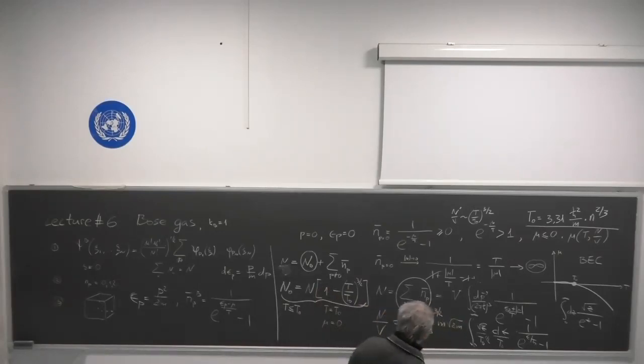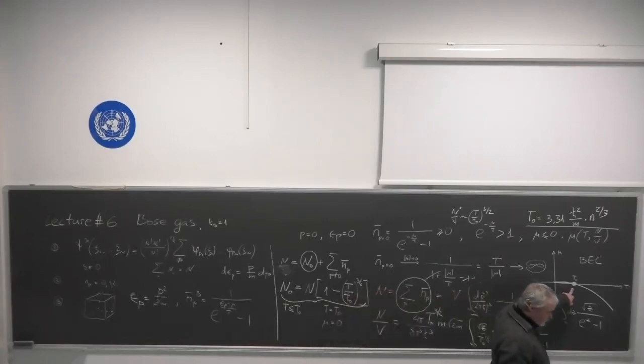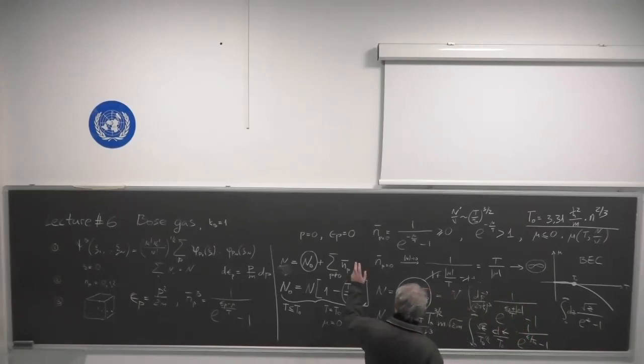So this tells me how many particles are in the Bose-Einstein condensed state at temperatures below the Bose-Einstein condensation temperature. In particular, it tells me that if I take temperature equal to 0, all particles are sitting in the Bose-Einstein condensed state.